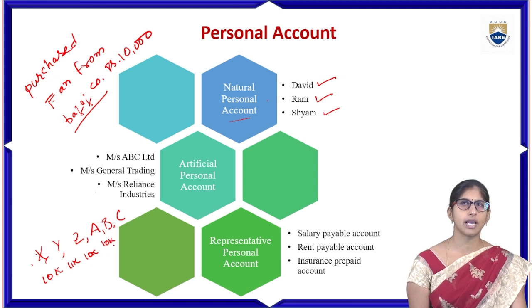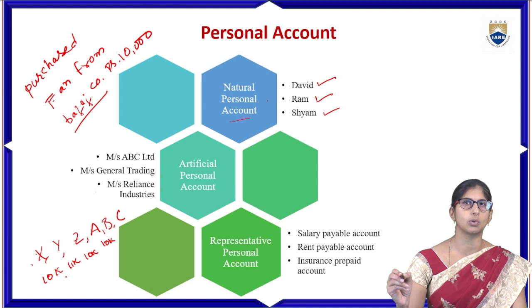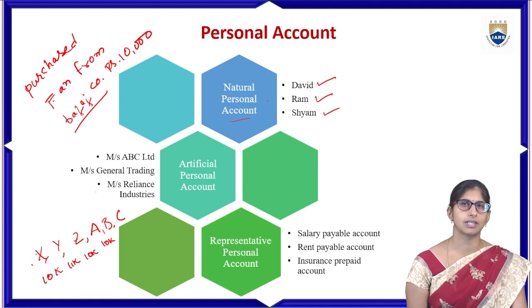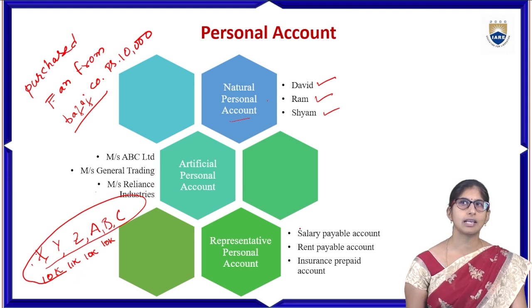For example, we have to pay all these people. These are all employees. In our accounting system, we are not going to write that I have to give salary to X, 10,000. This cannot be written in the books of account. Instead, all these are bundled together and made into a salary payable account.